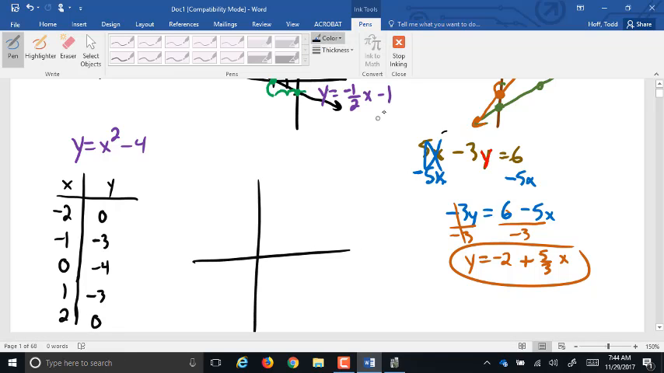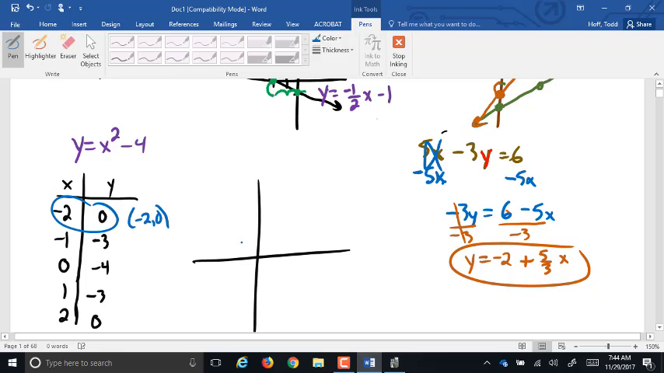So what that gives us is we have points. This is the point negative 2, 0. So it's negative 2, 0. Remember, when we're plotting points, we go side to side first, then up and down. When we graph, we go up and down first, and then side to side. So it's kind of backwards.